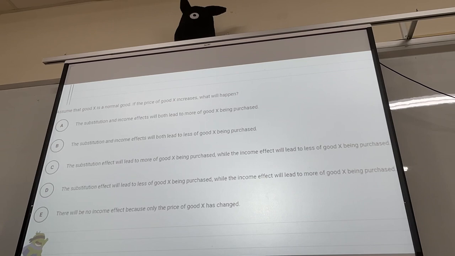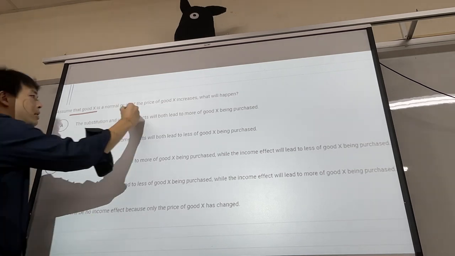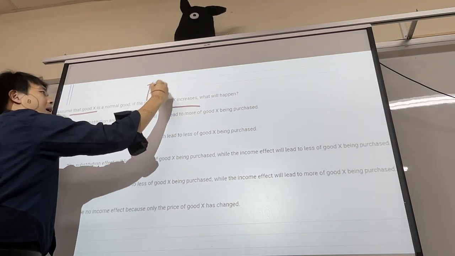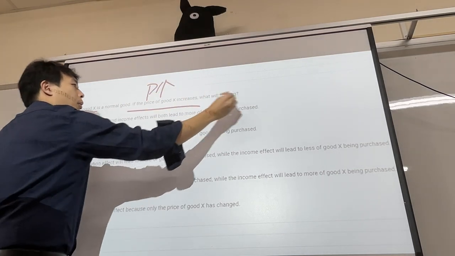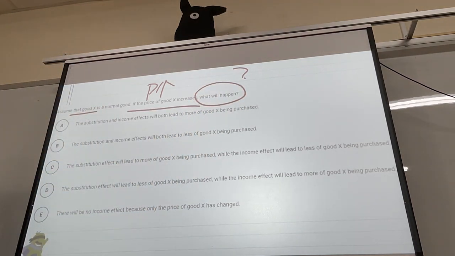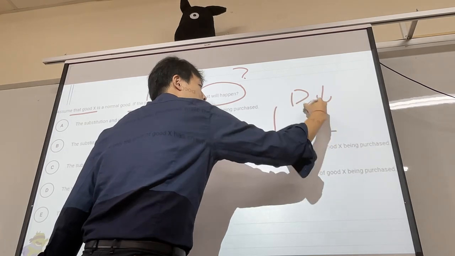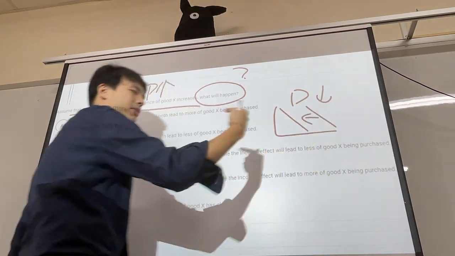Tell me, assume X is a normal good. If the price goes up, what will happen? The demand goes down. No. Price goes up. Quantity of demand. Demand goes down means what? It goes to the right or left? Left.